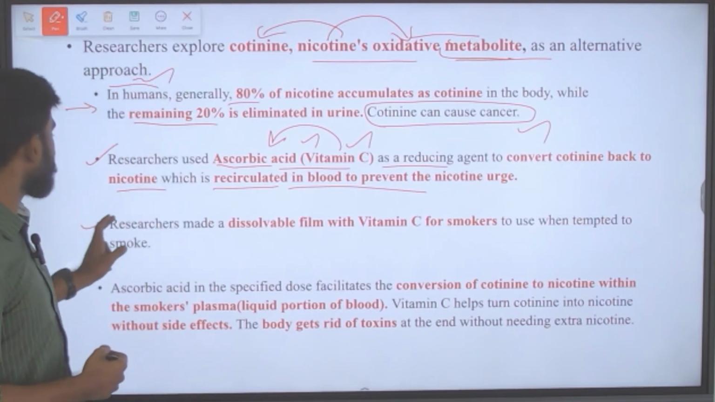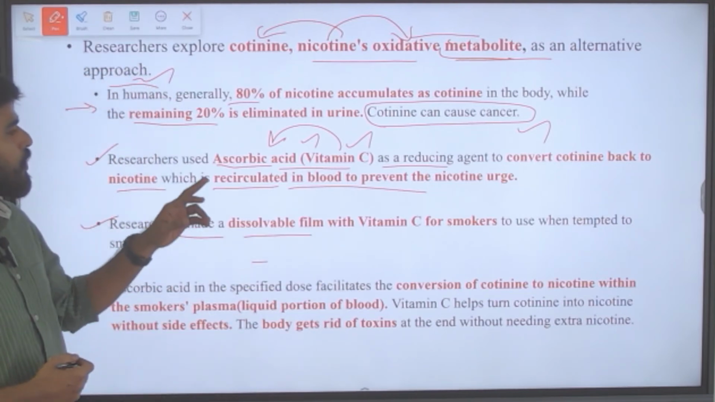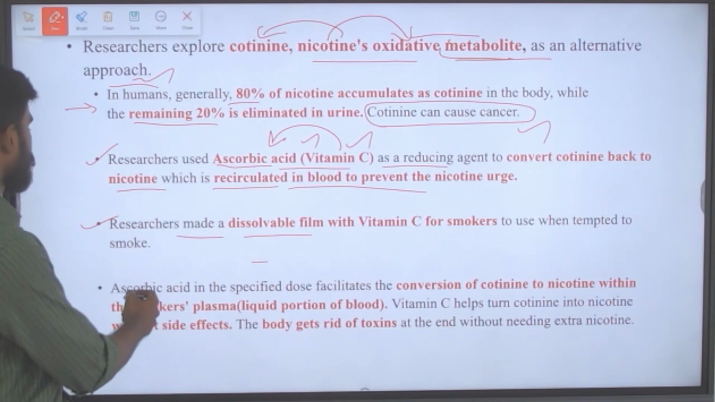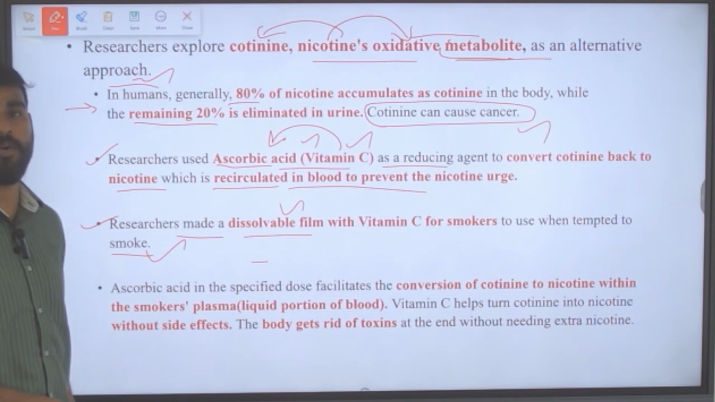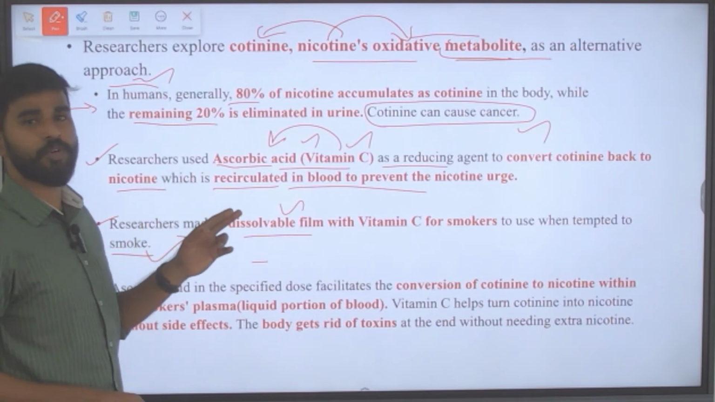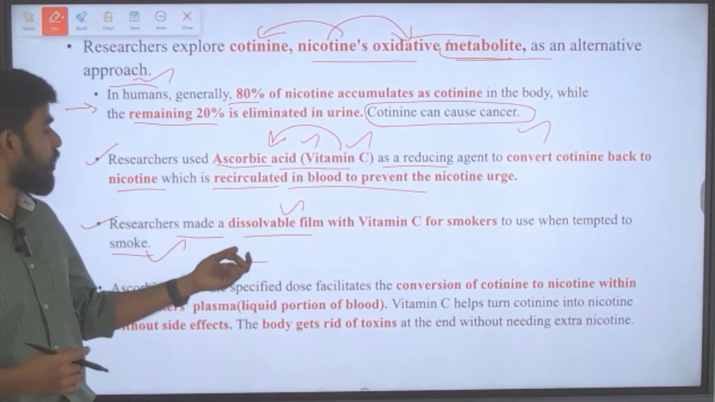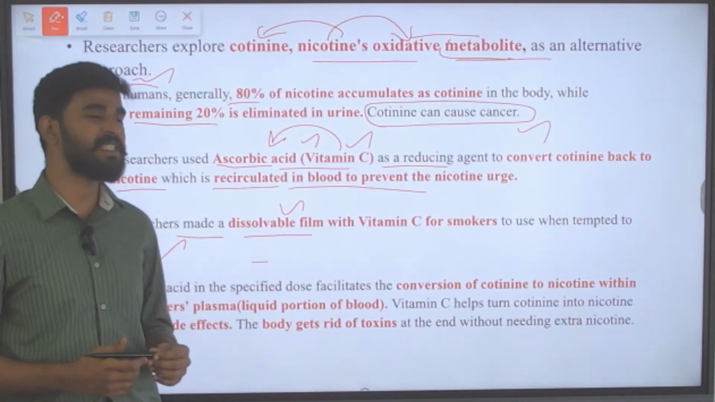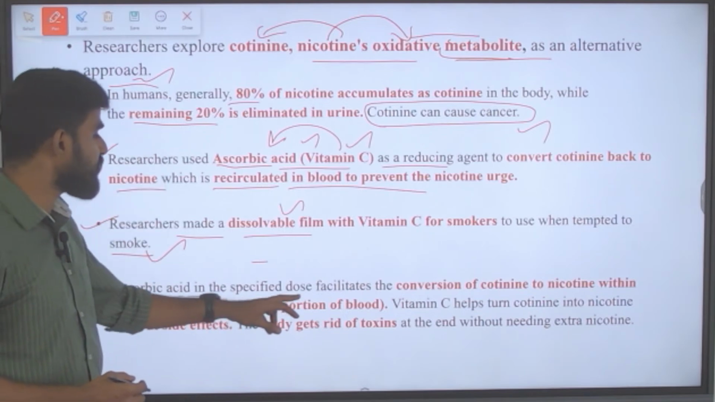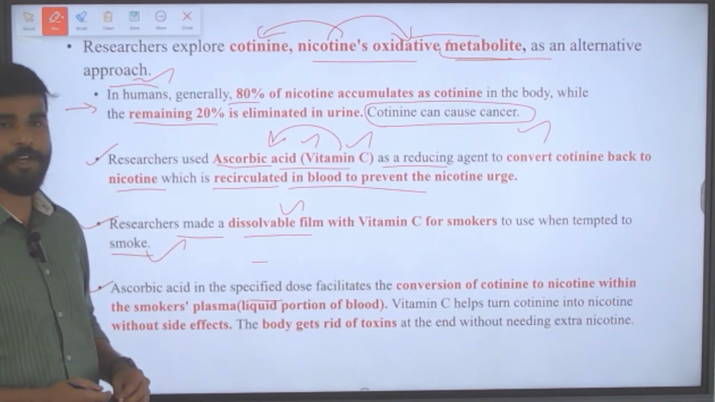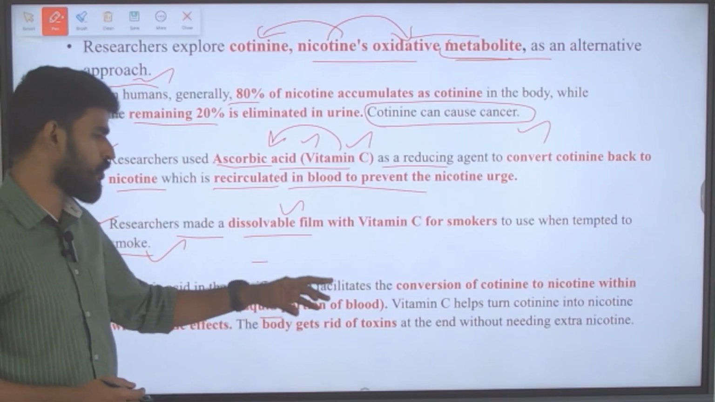Okay, and researchers made a dissolvable film of vitamin C for smokers to use when tempted to smoke. So a dissolvable film of vitamin C is given now. Earlier vitamin C was not given, a small dose of nicotine was given, but now a small dose of dissolvable film of vitamin C is given here. Okay, and ascorbic acid, that is vitamin C, in specified dose facilitates conversion of cotinine to nicotine within the smoker's plasma. What is plasma here? The liquid portion of the blood.